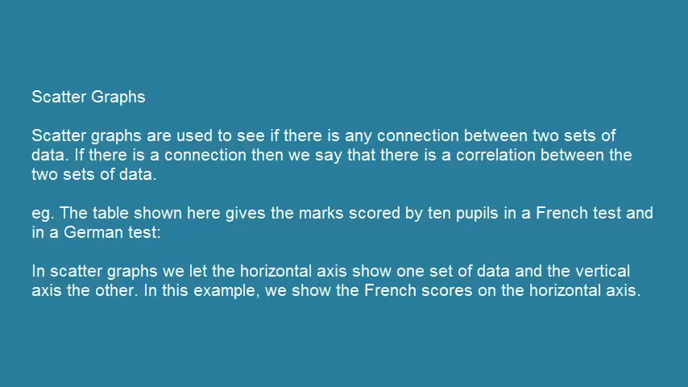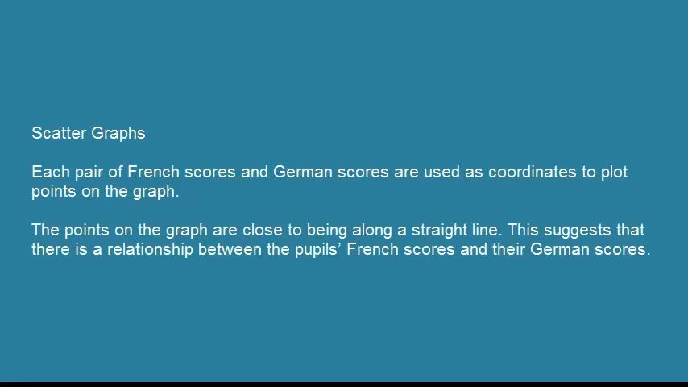In this example, we show the French scores on the horizontal axis. Each pair of French scores and German scores are used as coordinates to plot points on the graph. The points on the graph are close to being along a straight line. This suggests that there is a relationship between the pupils' French scores and their German scores.